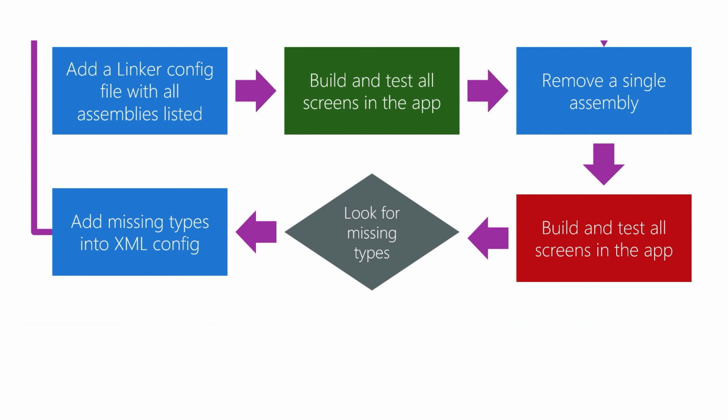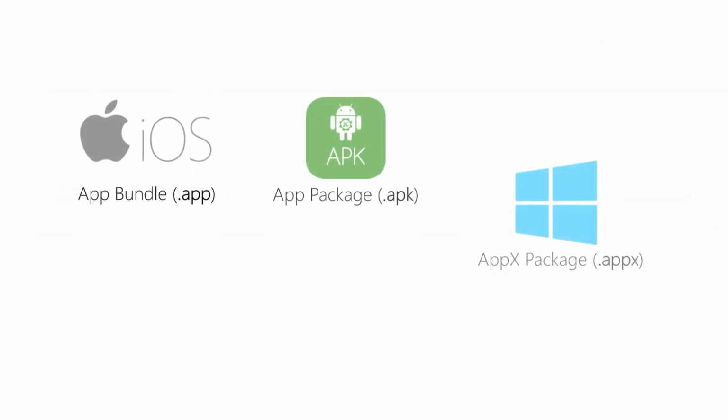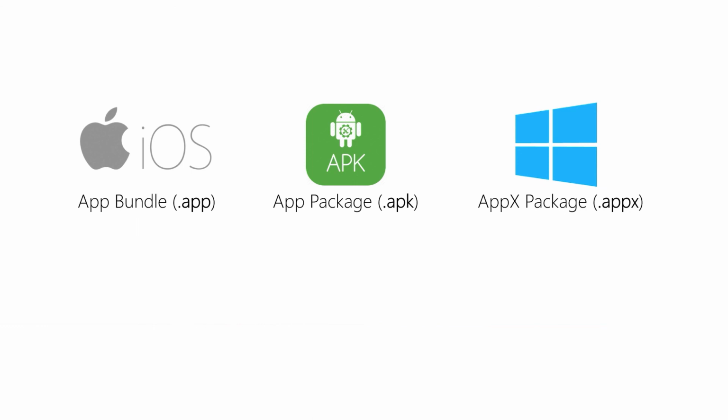Now, once you've got a compacted application, you're ready to create a distribution package. Now, these are often zipped containers with your application and all of its assets. Now, each platform does this a little bit differently, and really the best way to stay up to date is to check the documentation from each vendor. There are also excellent guides on developer.xamarin.com.